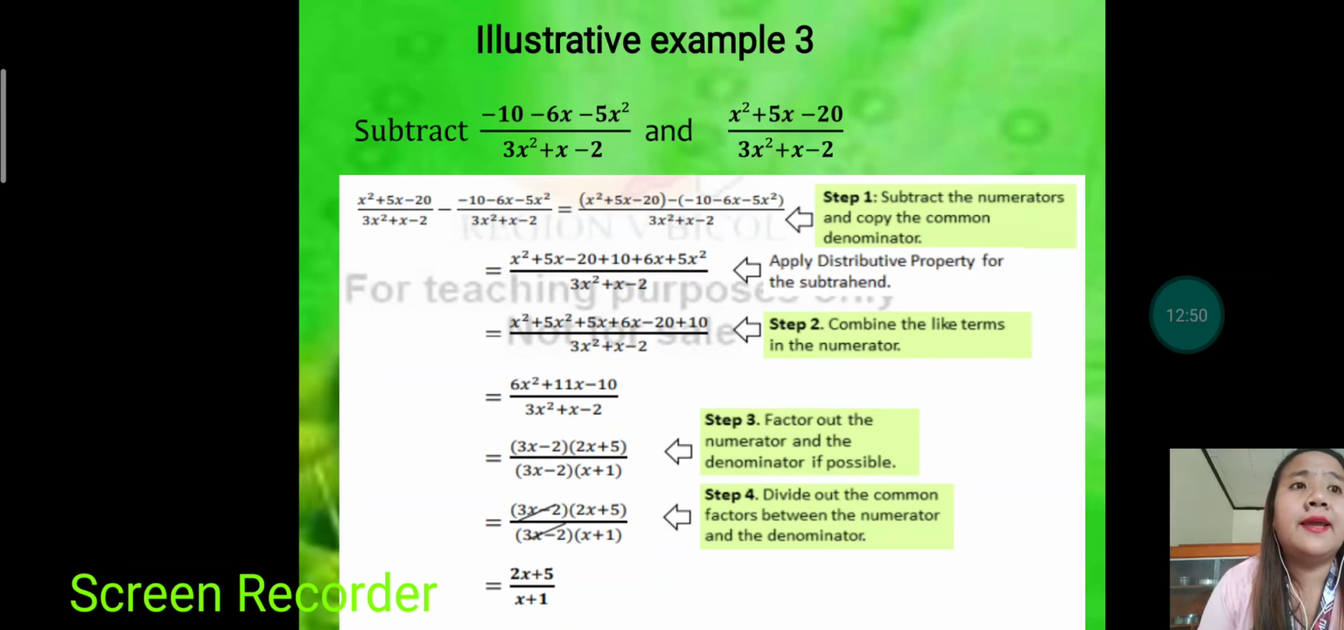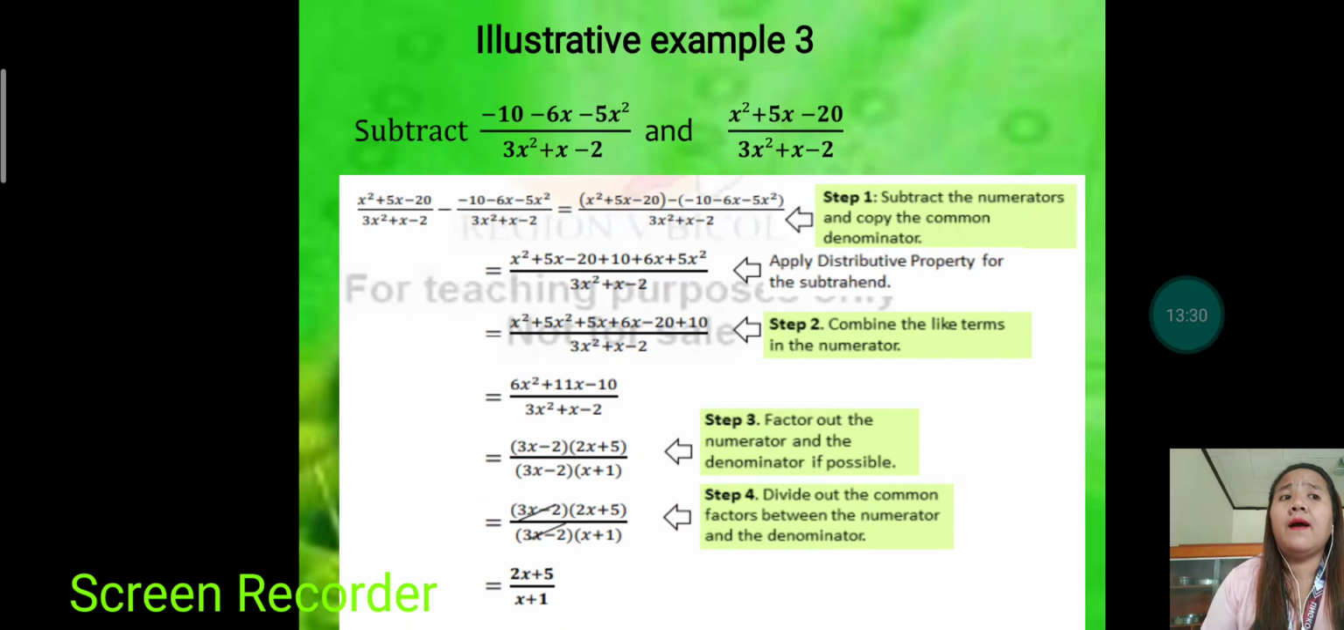Okay, class, I think I have a typographical error here. It must be subtract negative 10 minus 6x minus 5x squared all over 3x squared plus x minus 2 from x squared plus 5x minus 20 all over 3x squared plus x minus 2. So as I have said, I have a typographical error. Instead of and, it is from. So, when we say from, it means that is where we will subtract.